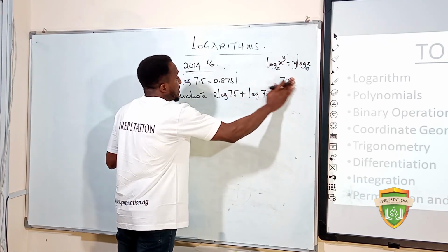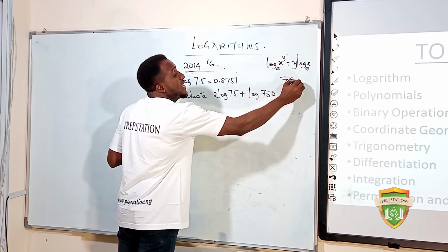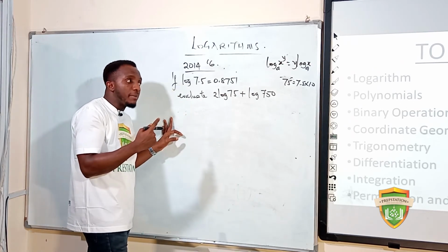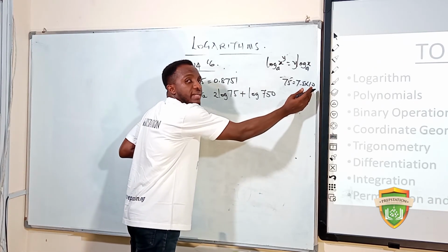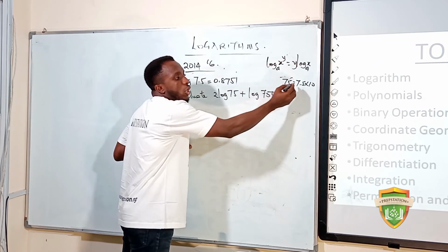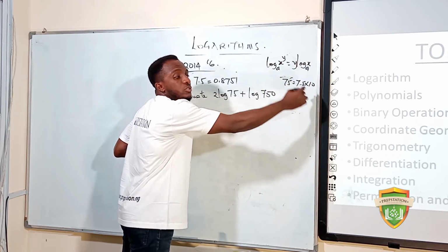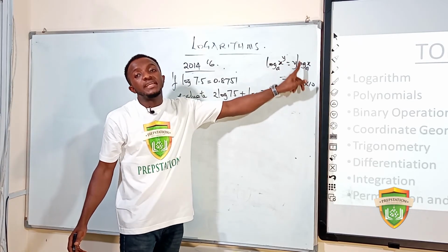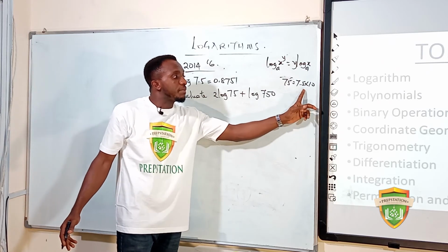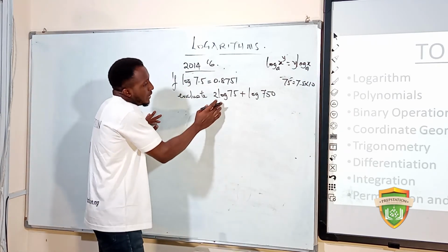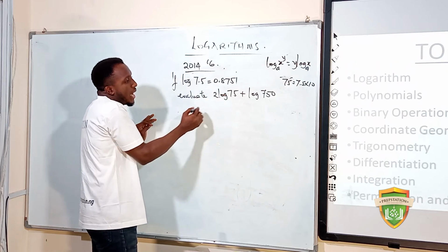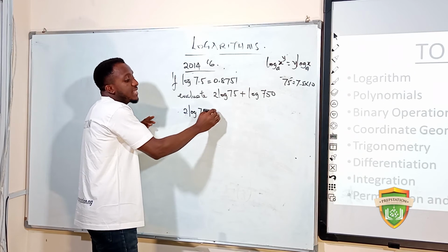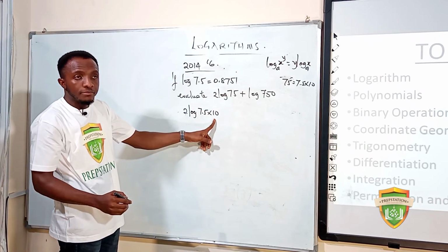7.5, or rather 75, is simply 7.5 times 10. Of course, you must have been taught in primary school that when you're multiplying a number by 10, a decimal, all you need to do is to move the decimal point to the right. If you were dividing this by 10, you move the decimal place to the left. But you're multiplying, so you move to the right. So we can rewrite this as 2 log 7.5 times 10. Can you see this? Good.